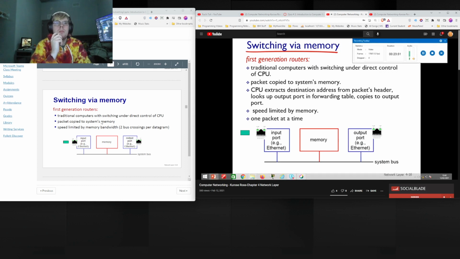So switching via memory, they were the first generation routers.